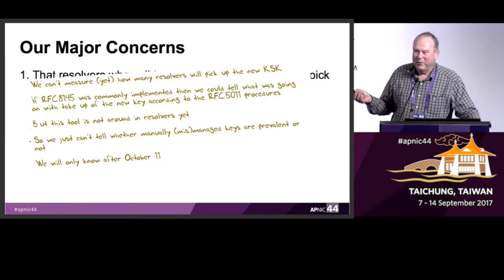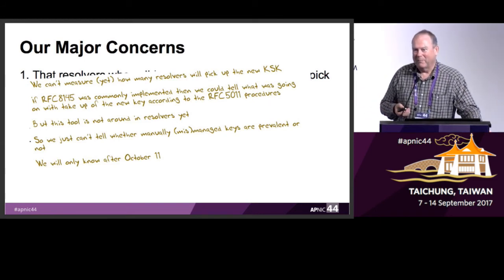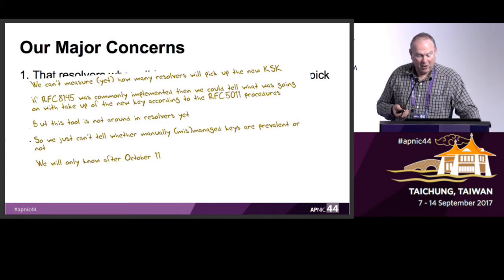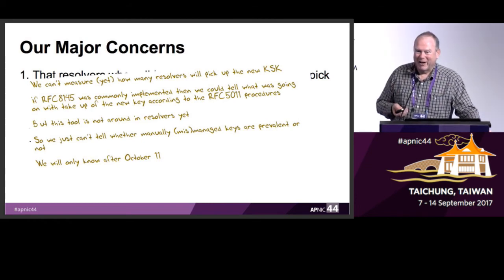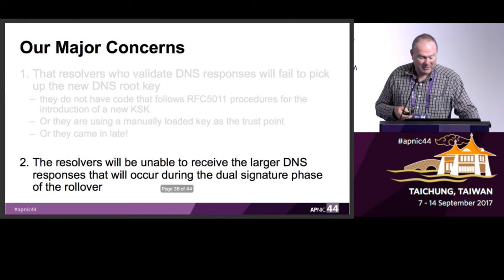So while it would be good, it's not useful for this particular key role; we're flying blind. So we cannot answer that, not yet. We just can't tell. We will know. It will be obvious after October 11, once the caches expire, who's running manually managed keys, because they're going to go dark and not answer anymore. But beforehand, unfortunately not, we can't measure that.